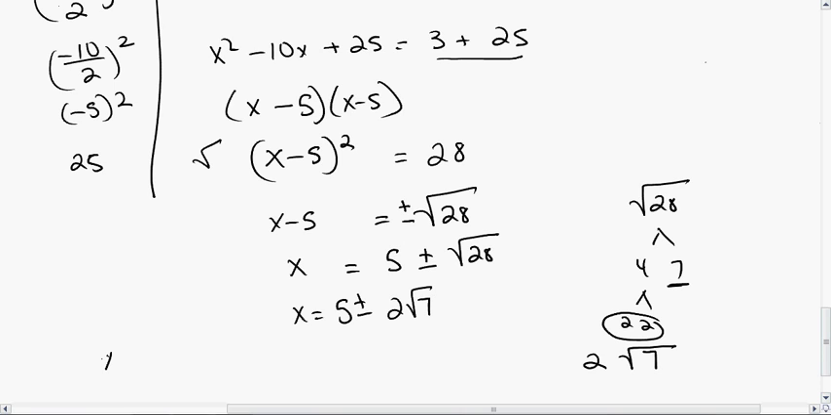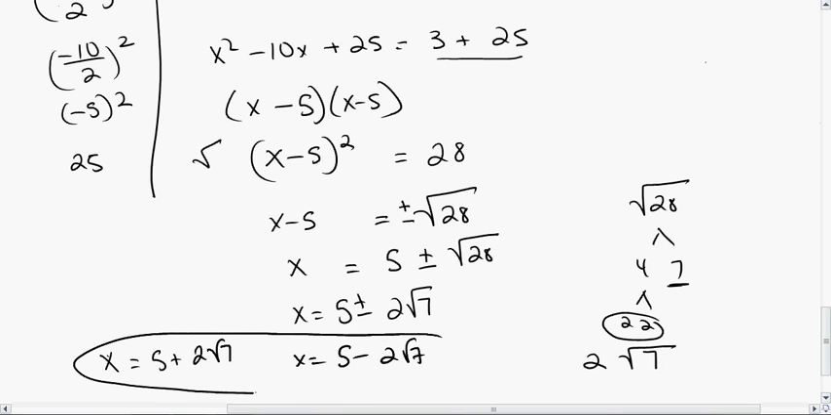And if you want to write out both answers separately, x equals 5 plus 2 radical 7, and x equals 5 minus 2 radical 7. And there are the two answers.